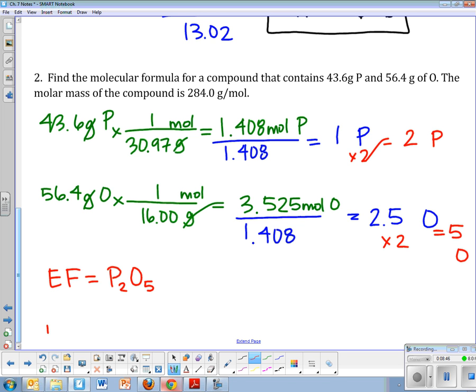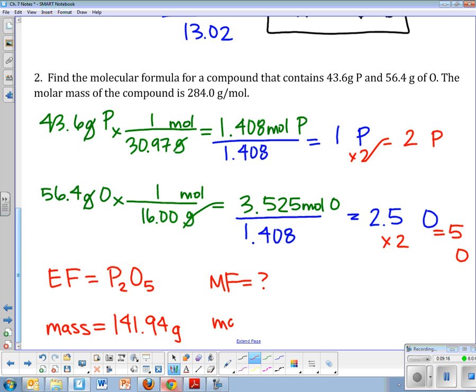Okay? So now we need to find our molecular formula. So we need to find the mass of this. We're on to step number 4. For the mass of this, I have to add up 2 phosphorus and 5 oxygens. Write this out if you need to, pause the video if you need to, or try this in your calculator real quickly. I found the mass to be 141.94 grams.